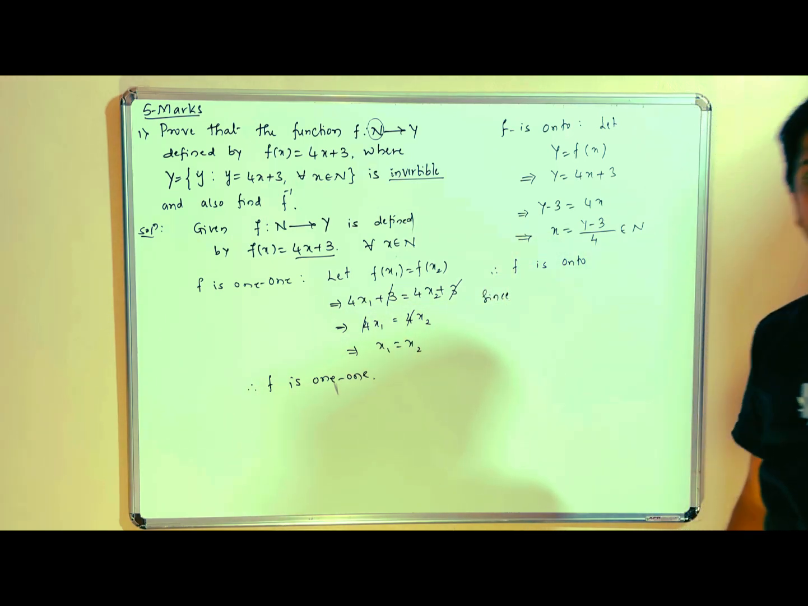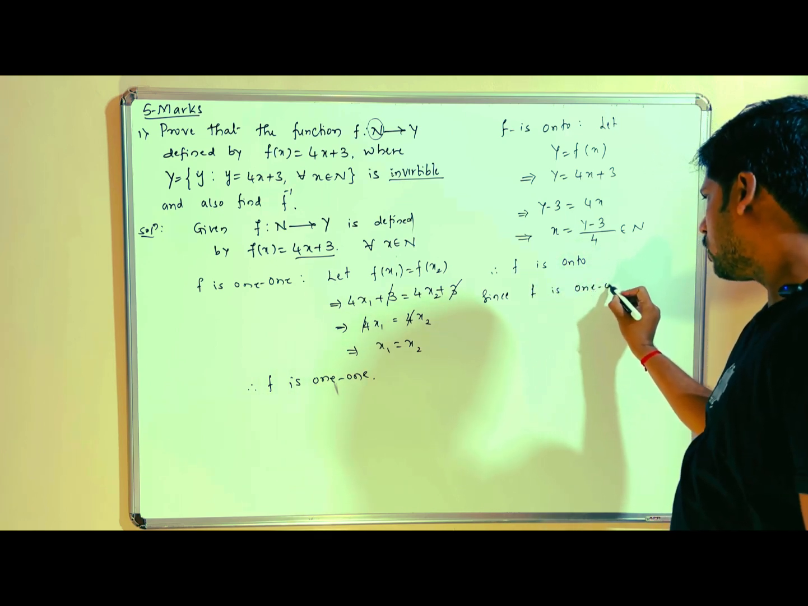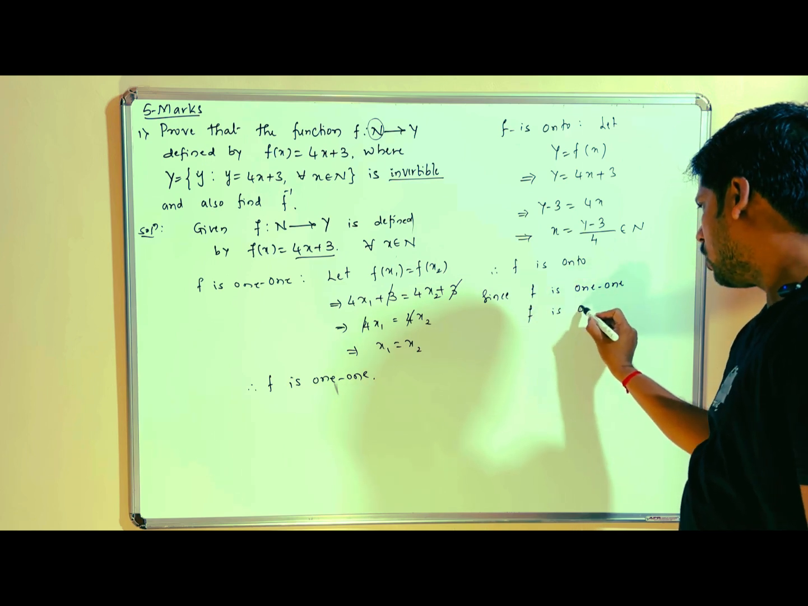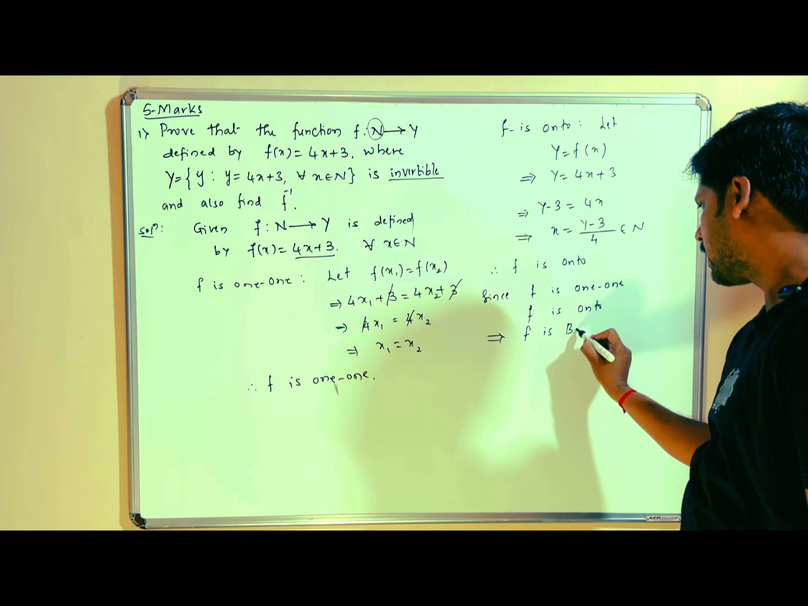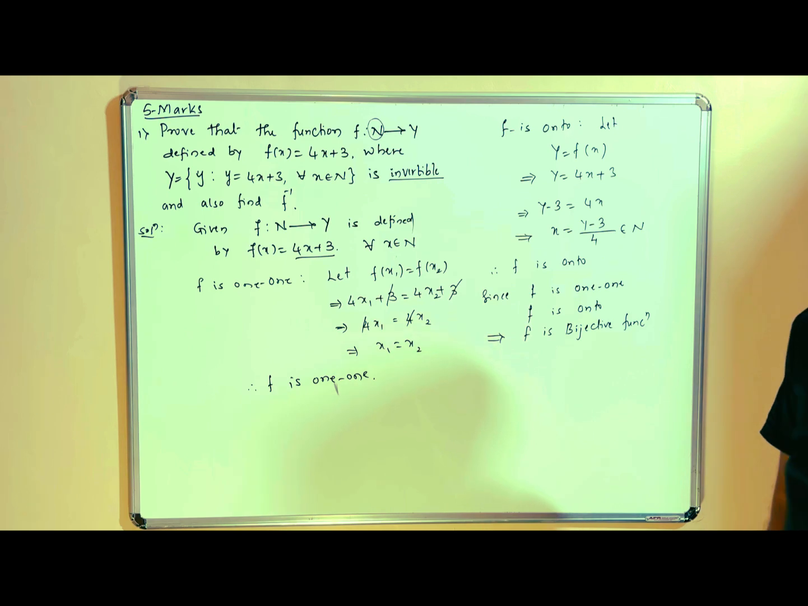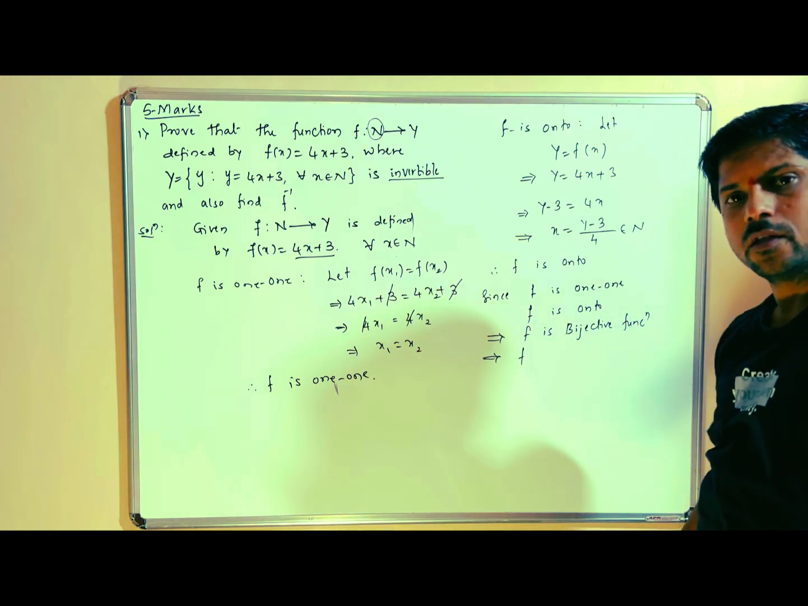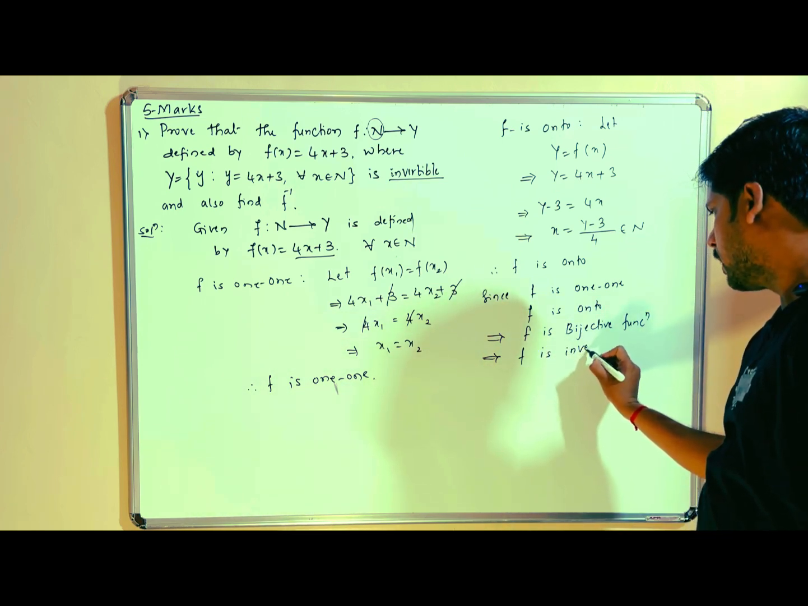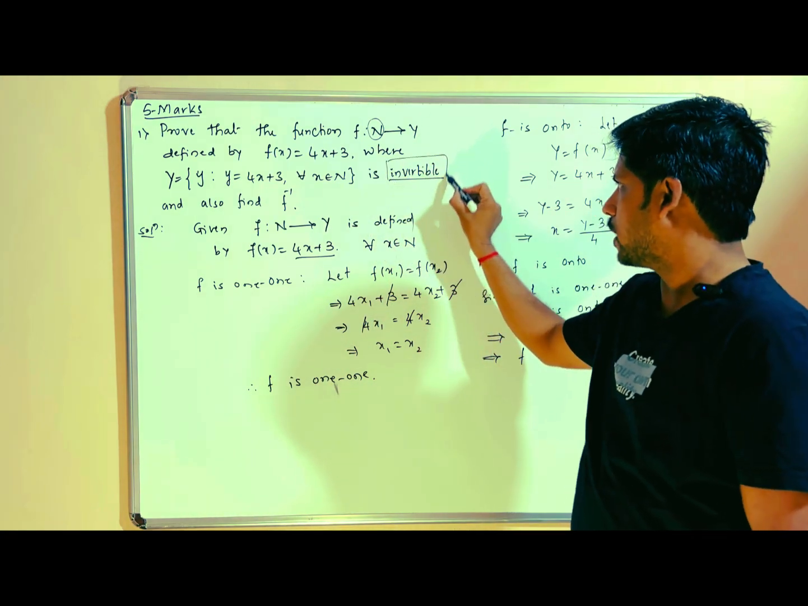These 3 lines are very important. So since f is 1-1, and f is onto, then f is bijective. You have to write the conclusion also. F is a bijective function, and this implies if f is bijective, then there exists an inverse. So that is, f is invertible, right? Prove that f is invertible, right?